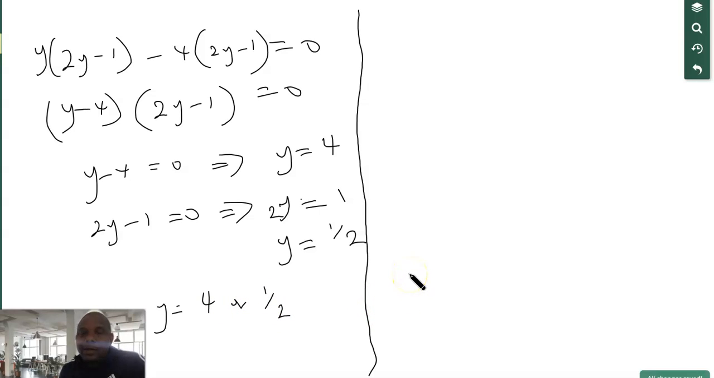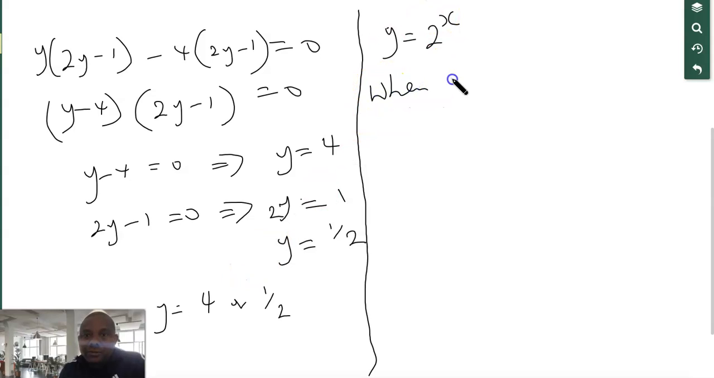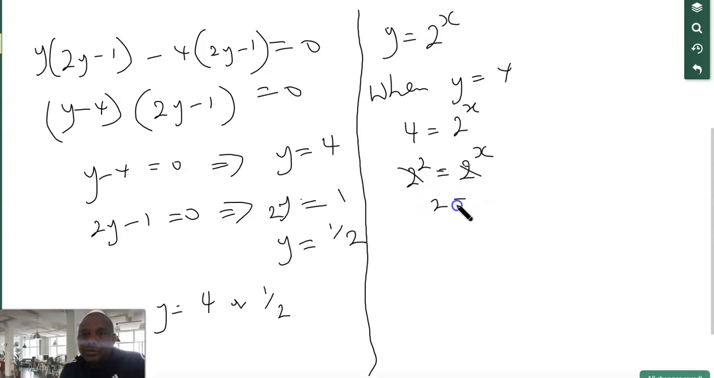So when we're looking for x, we know that y originally, from the previous equation, is equal to 2 raised to x. So when y is 4, we have that 4 is equal to 2 raised to x. And we know that 4 is the same as 2 raised to 2, which equals 2 raised to x. Since the bases are the same, we can cancel, so 2 equals x, which implies x is equal to 2.